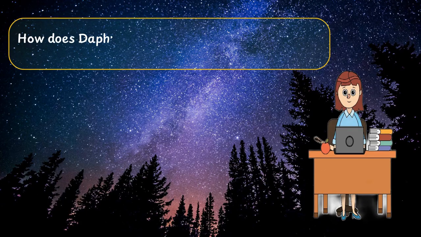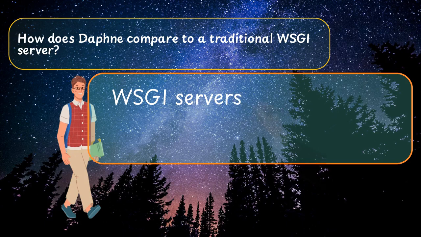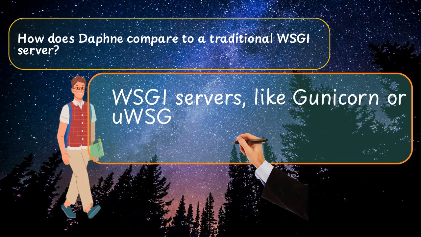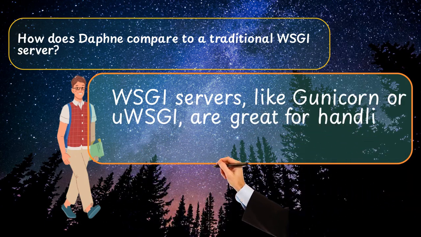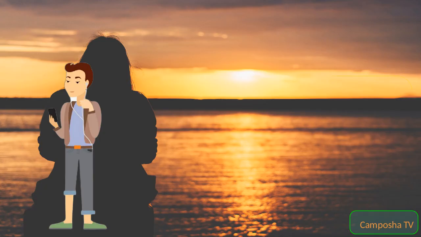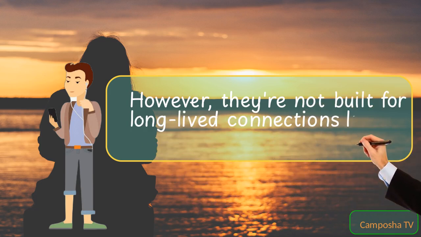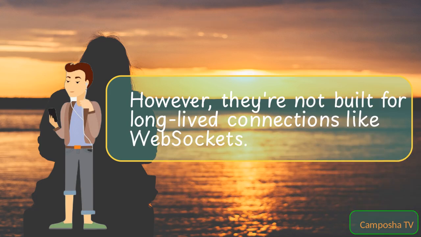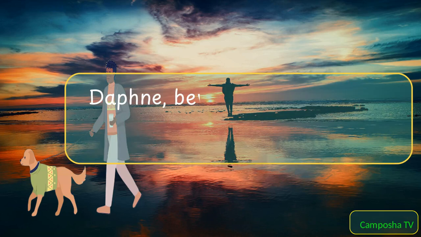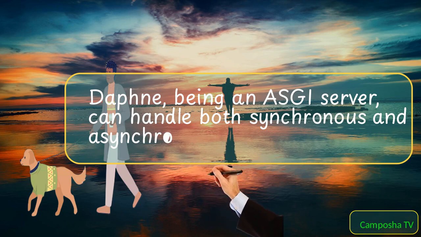How does Daphne compare to a traditional WSGI server? WSGI servers, like Gunicorn or uWSGI, are great for handling synchronous HTTP requests. However, they're not built for long-lived connections like WebSockets. Daphne, being an ASGI server, can handle both synchronous and asynchronous protocols.